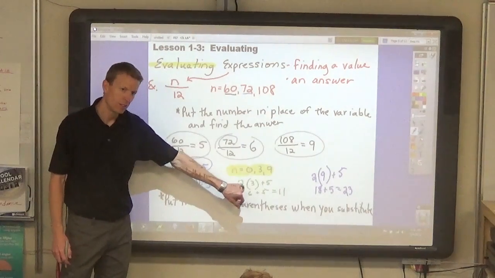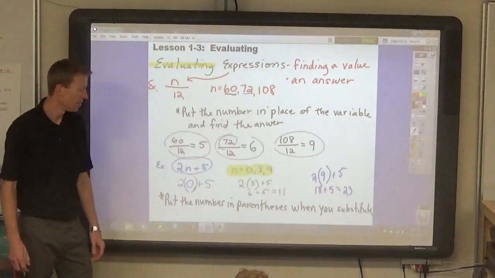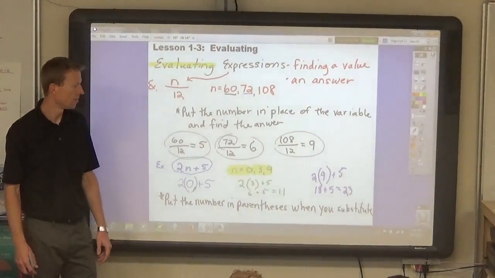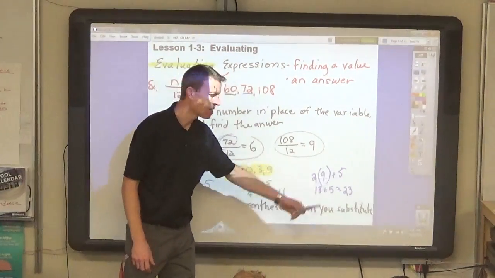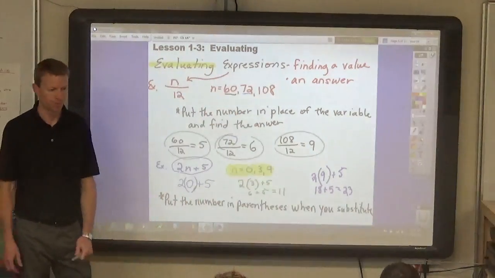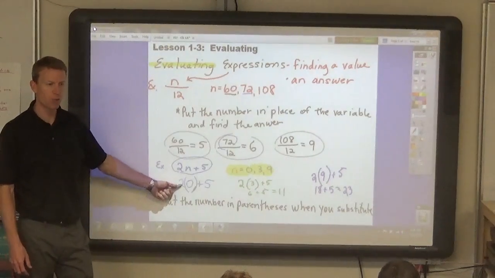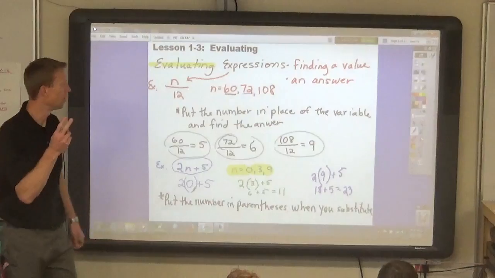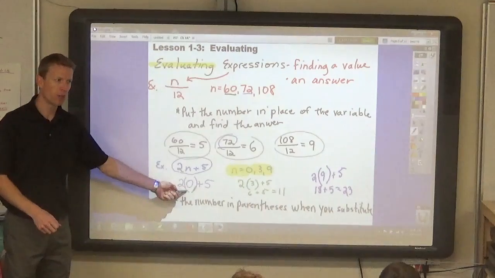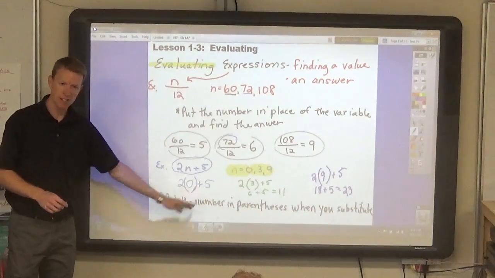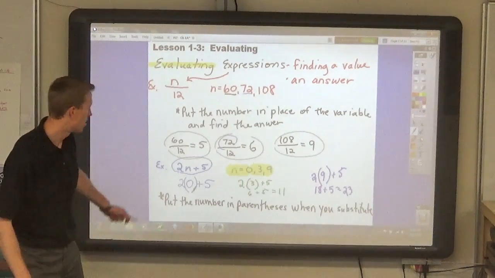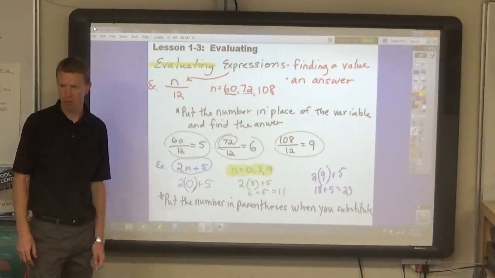Then put in 2 times 3. 2 times 3 is 6, and 6 plus 5 is 11. And then the third one, 2 times 9. 2 times 9 is 18, plus 5 is 23. Any questions on this process? There's 2 things you have to remember, okay? Put the number in place of a variable, and remember to put the number with parentheses around it, so that you remember to multiply when you have a coefficient or a number that you have to multiply there.